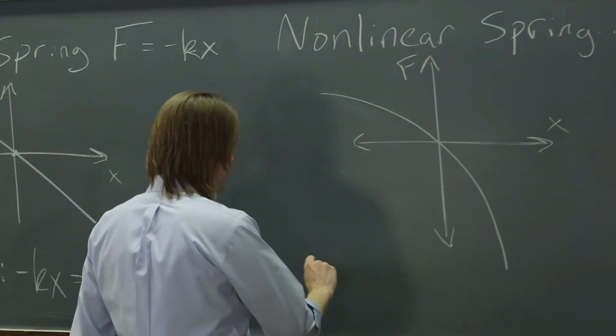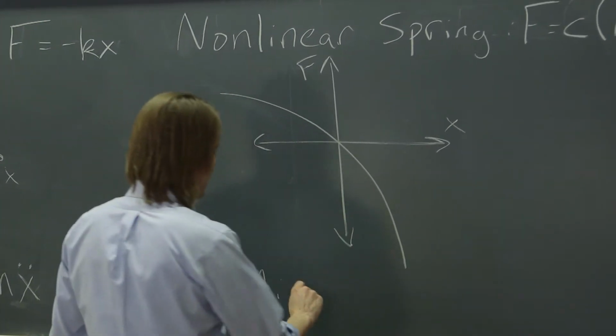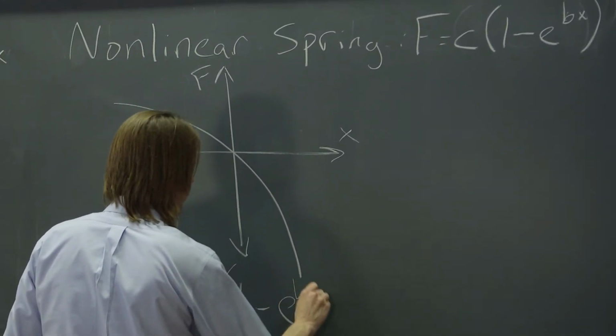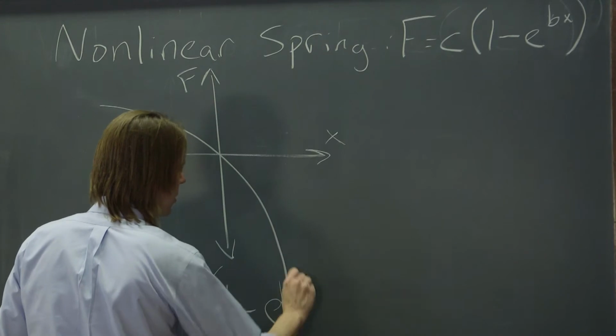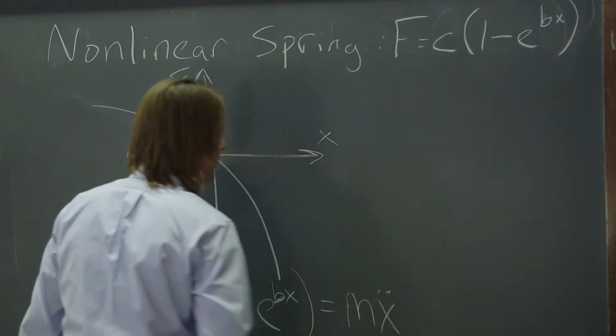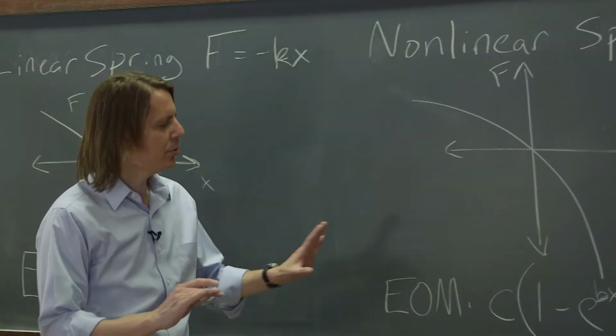If we write the equation of motion, we get, let's see, c times 1 minus e to the bx equals mx double dot. And now we have a nonlinear equation of motion. I want to be clear about what I mean.